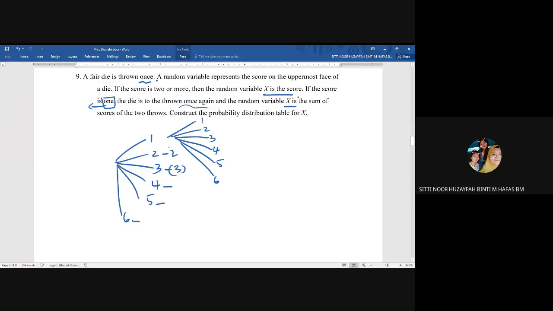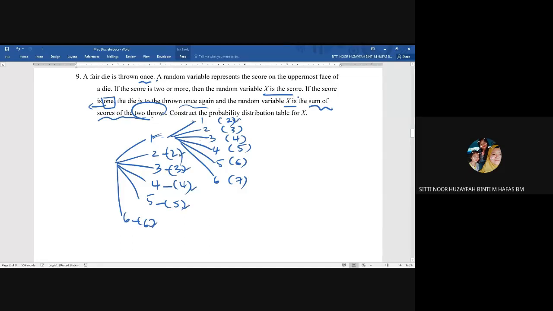Okay, so what is the score if we throw this once again? The random variable x is the sum of the scores of the two throws, so we have to total up. So 1, 1, the outcome will be 2. 1, 2 is 3. 1, 3, the total will be 4. 1, 4 is 5. 1, 5 is 6. 1, 6 is 7. Okay, so all of these scores are the x.